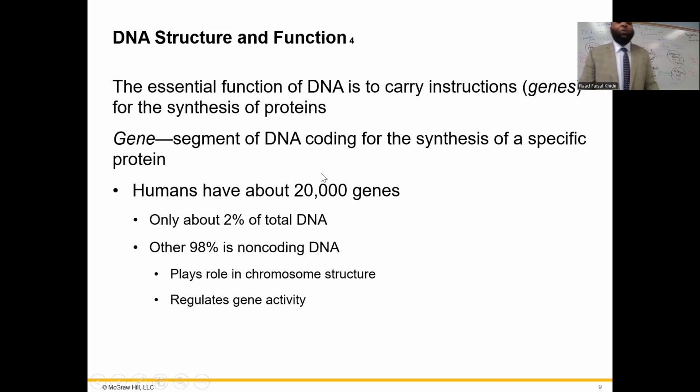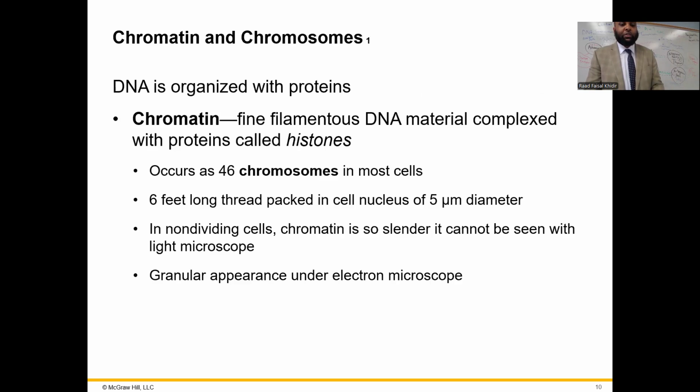Okay, so we already talked about the central dogma of biology. We said that the central dogma of biology is important because it shows us the flow of information. We go from nucleotide DNA to nucleotide mRNA into the protein. Excellent. Which is not a nucleotide. Proteins are amino acids. So the DNA is organized with proteins known as chromatin, and the chromatin are the fine filamentous DNA material complex with proteins called histones.